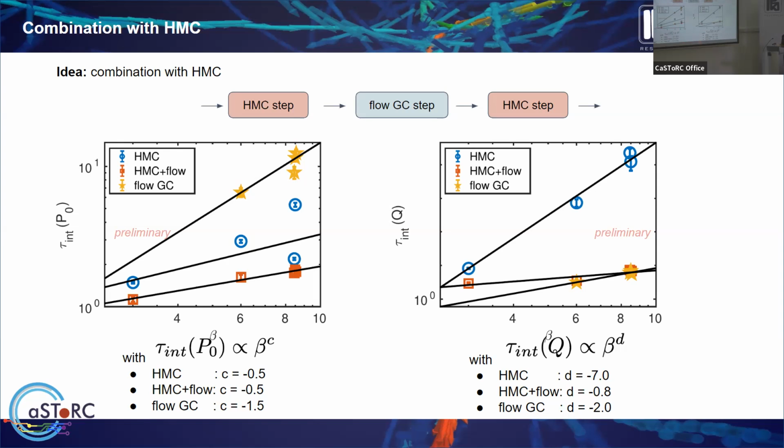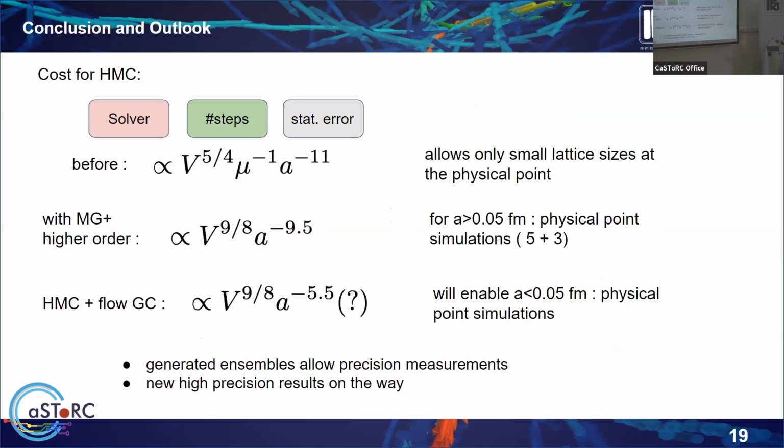Okay, so we can conclude more or less. We went through the simulation using this cost breakdown. On one side we have the solver, then we have the number of steps, and the statistical error, which suffers from autocorrelations. So before we started all these simulation efforts, we had this cost scaling for the HMC, which is given by this formula. So we had a mass dependence here. And okay, this is the autocorrelation.